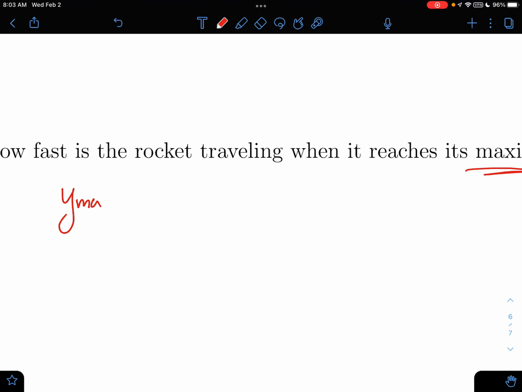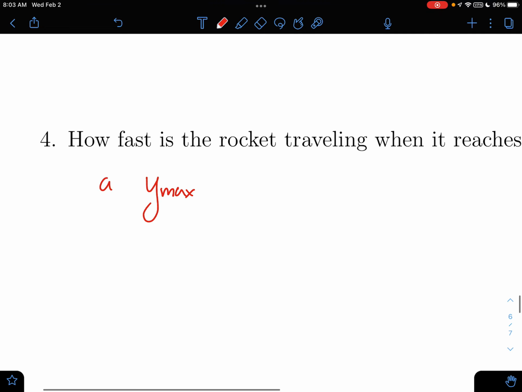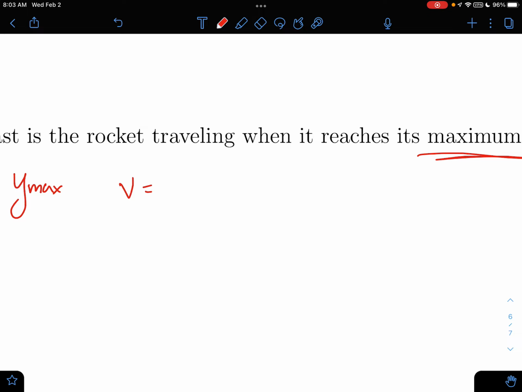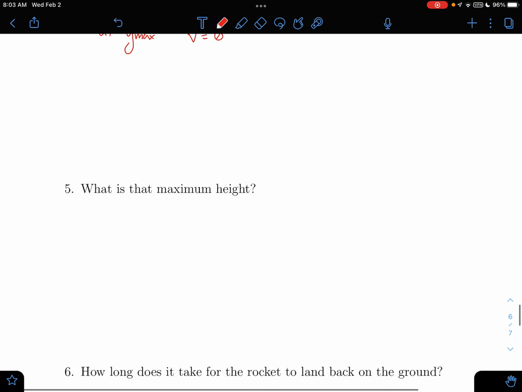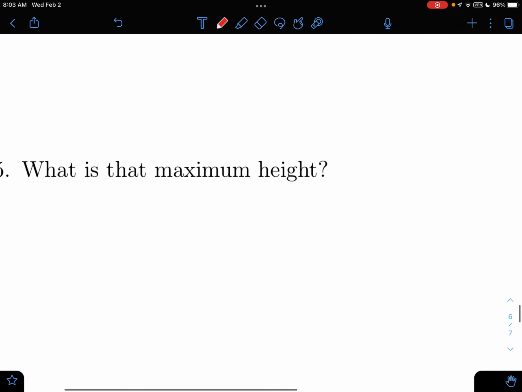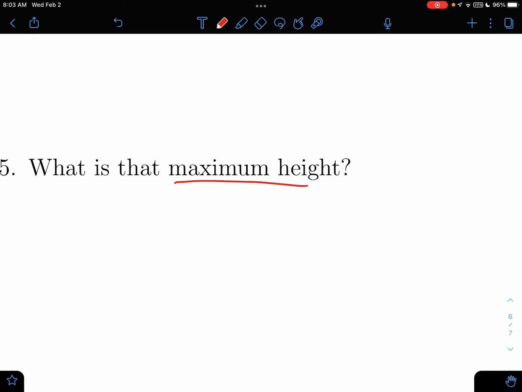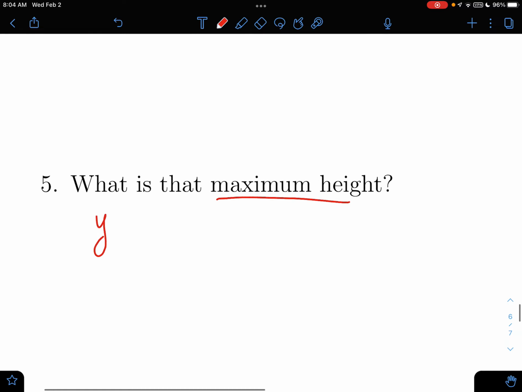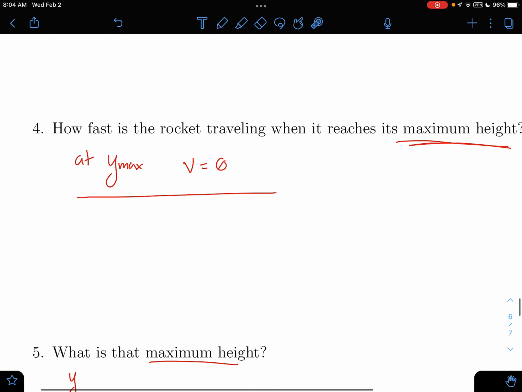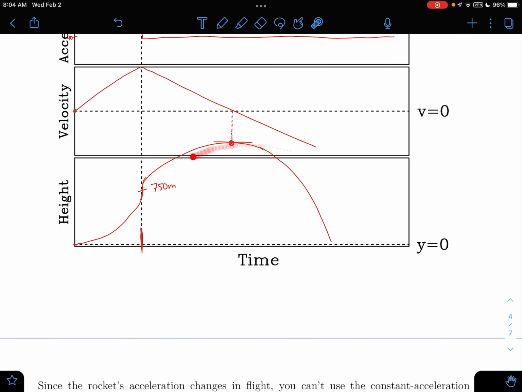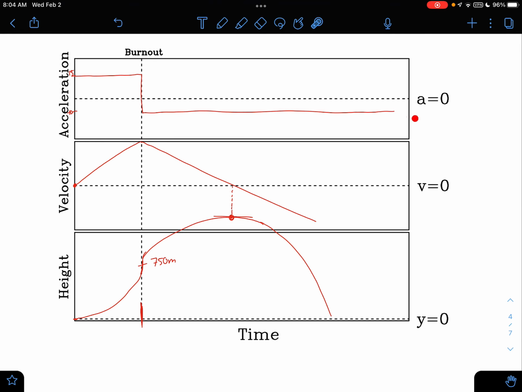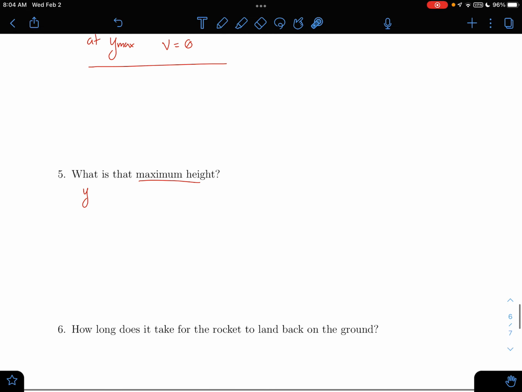At our y max, velocity equals 0. That's all it is, right? And now we can use this, right, to find the maximum height. So again, we're finding our max height. So we're trying to find the value of y at the time when velocity equals 0, right? But now, since we're looking for our max height, we're looking at this second zone now. Now we're looking at our second chunk where we have our constant acceleration, but now it's negative, right?